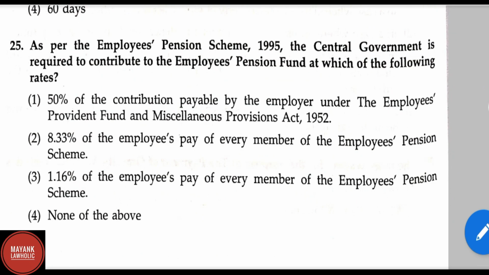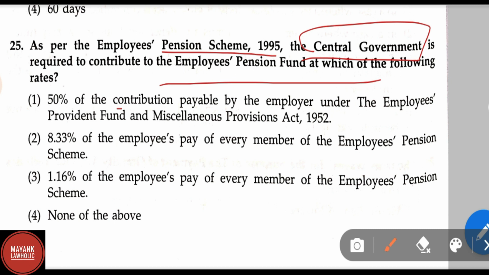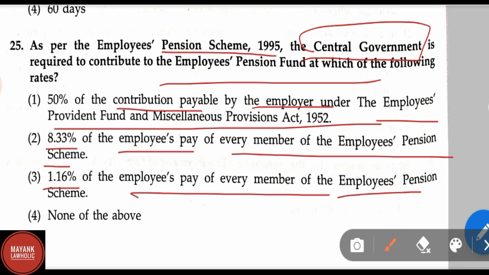Now let us see question number 25. As per the Employees Pension Scheme 1995, the central government is required to contribute to the Employees Pension Fund at which of the following rates? Option 1, 50% of the contribution payable by the employer under the Employees Provident Fund and Miscellaneous Provisions Act 1952. Option 2, 8.33% of the employees' pay of every member of the Employees Pension Scheme. Option 3, 1.16% of employees' pay of every member of the Employees Pension Scheme. And option 4, none of the above.